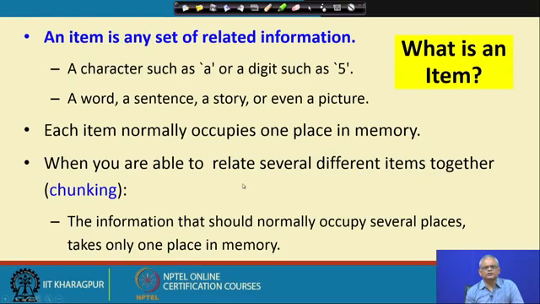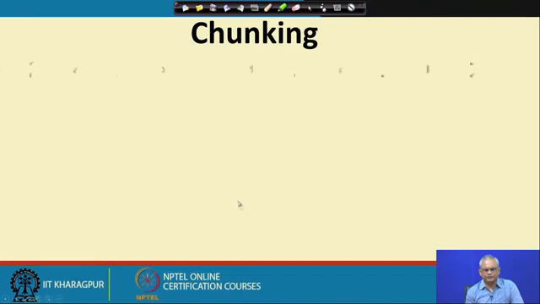One conclusion we can make here is that if you are remembering something and you are able to build a relation between the things that you want to remember, then it becomes easier to remember. That is called chunking. Let us look at an example of chunking.